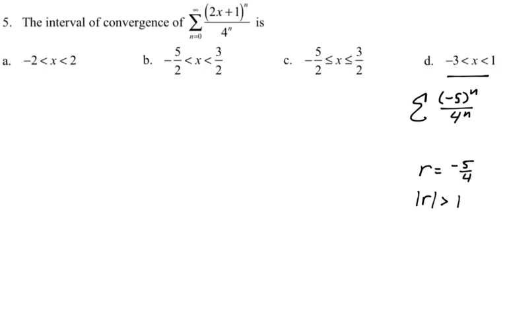But the answer choice said that it would diverge there. But what if we use negative 2.999? That's in that interval, but it's still going to give you basically r is negative 5/4.